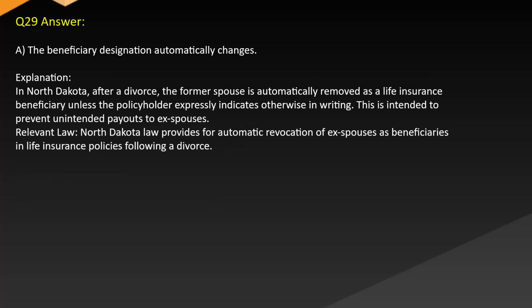Answer: A. The beneficiary designation automatically changes. Explanation: in North Dakota, after divorce, the former spouse is automatically removed as a life insurance beneficiary unless the policyholder expressly indicates otherwise in writing. This is intended to prevent unintended payouts to ex-spouses. Relevant law: North Dakota law provides for automatic revocation of ex-spouses as beneficiaries in life insurance policies following a divorce.